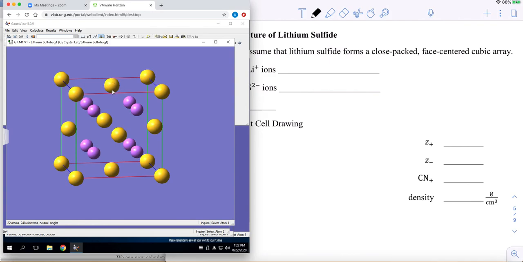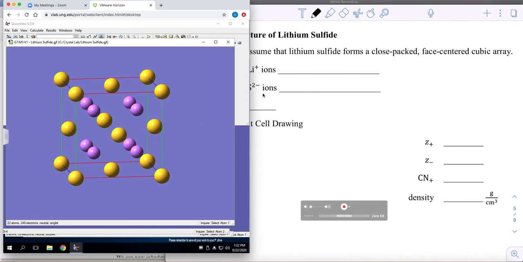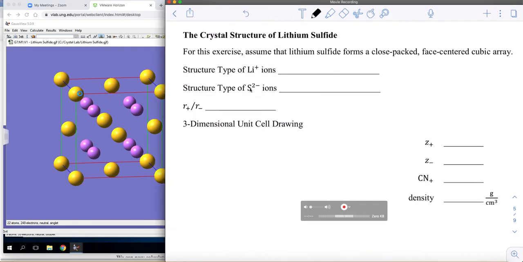And so your goal for the sulfur ions, the yellow spheres, is to figure out what unit cell type of all the different ones that we've talked about is being made up by these sulfur ions. And then that'll give you your Z minus as well. Then you can balance your charges here to figure out what your Z plus is.